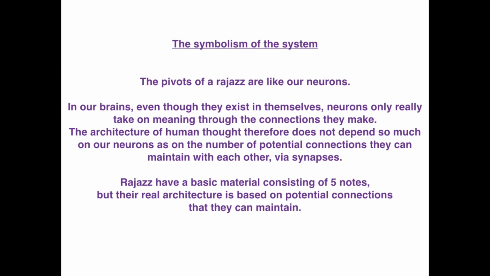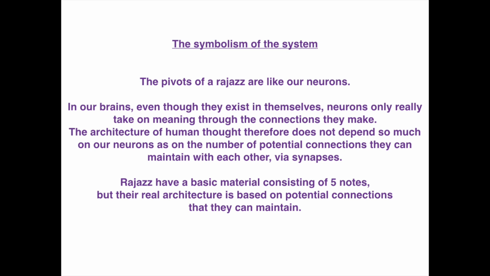The symbolism of the system. The pivots of a Rajazz are like our neurons. In our brains, even though they exist in themselves, neurons only really take on meaning through the connections they make. The architecture of human thought, therefore, does not depend so much on our neurons as on the number of potential connections they can maintain with each other via synapses.